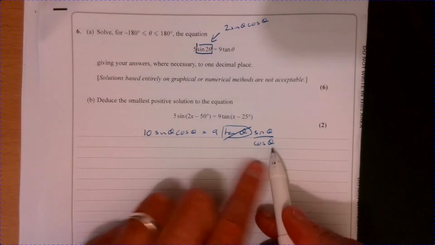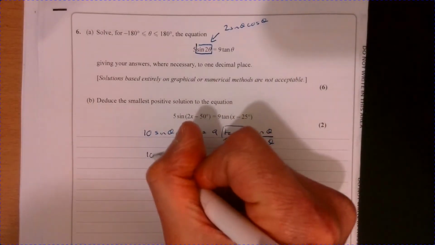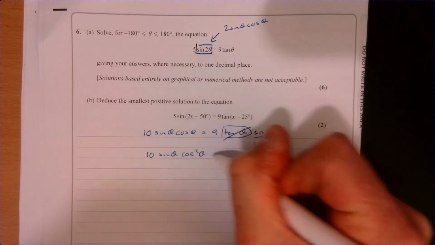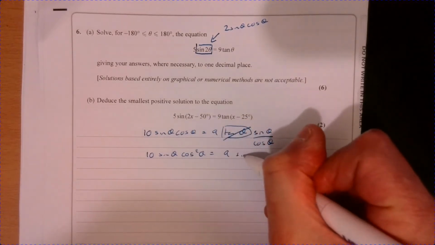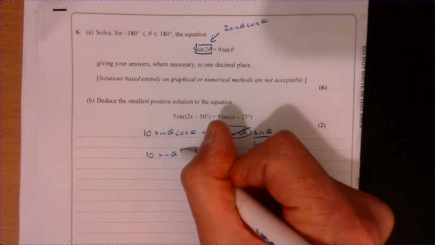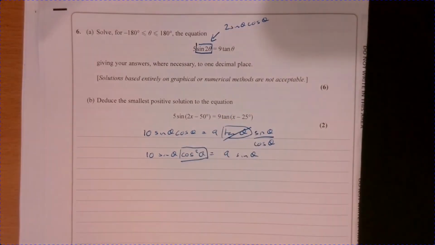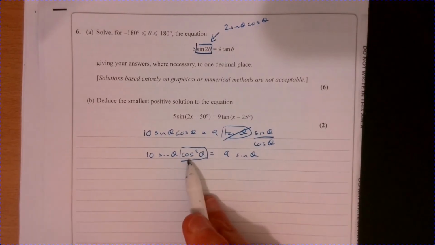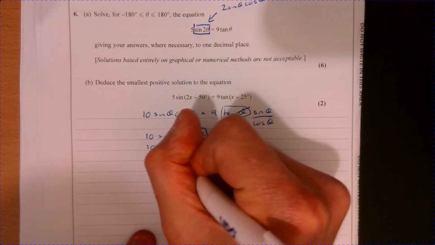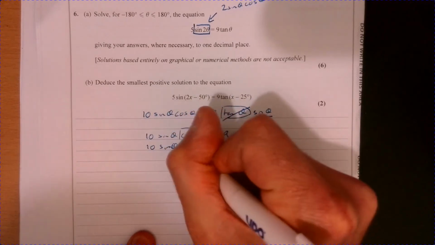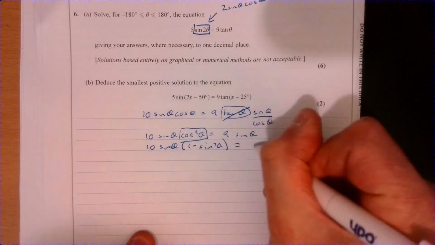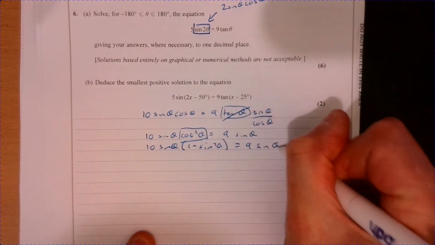I can multiply by cos. So let's start off with this here. So it gets rid of that yucky denominator. So we do that. And let's get everything so it's sine. So let's replace cos squared with 1 minus sine squared. So that gives us 10 sine theta (1 minus sine squared) equals, there we go.